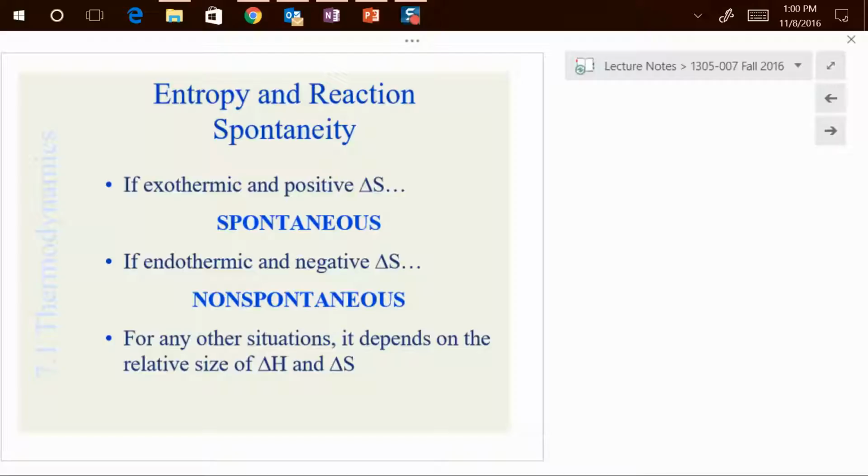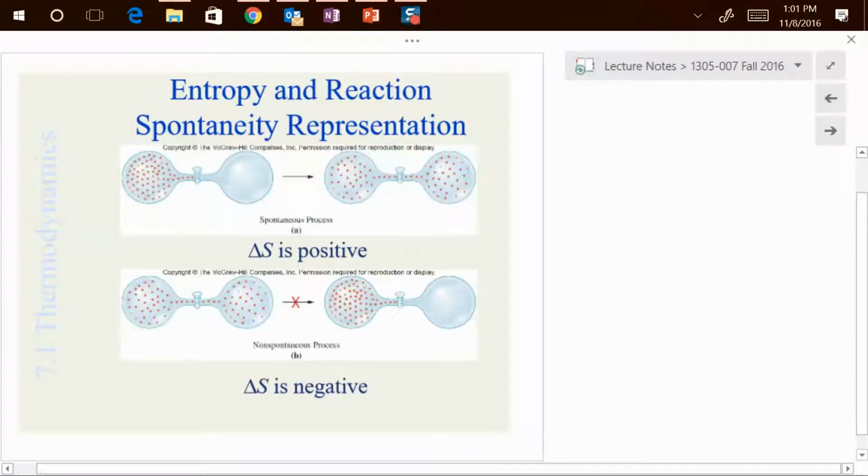For any other situation where you would have endothermic and a positive delta S, meaning I'm absorbing energy and I'm becoming more disorganized, or exothermic, where I'm releasing energy and I'm becoming more organized, for those two last situations, it is dependent on the relative size of delta H and delta S and the temperature. Okay? So let's look here.